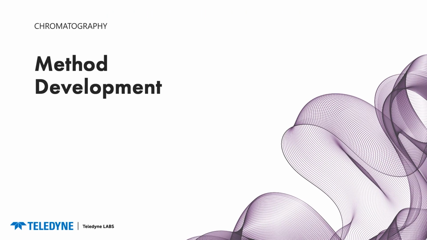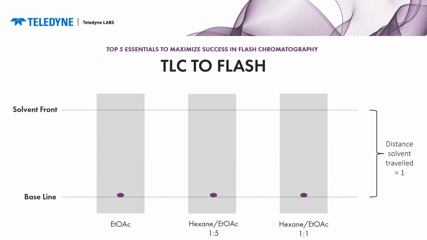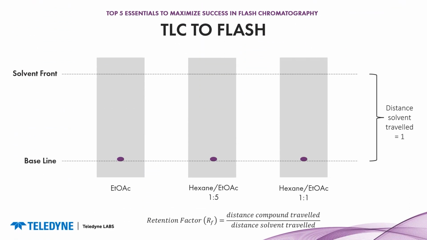Now we're on to essential number 3, method development. A common way to find out how your stationary phase and your mobile phase are going to interact with your compound of interest is to run TLC plates. And when we're running TLC plates, we're really curious about what the retention factor of our compound is. So here's an example of us running a compound of interest under normal phase conditions.